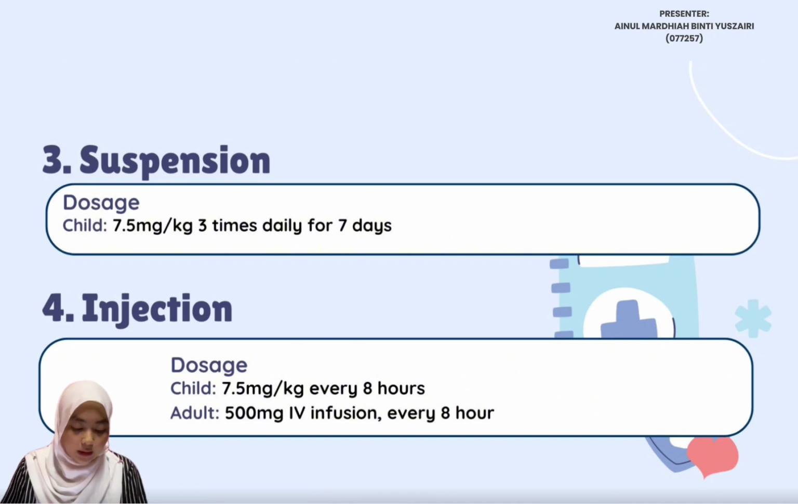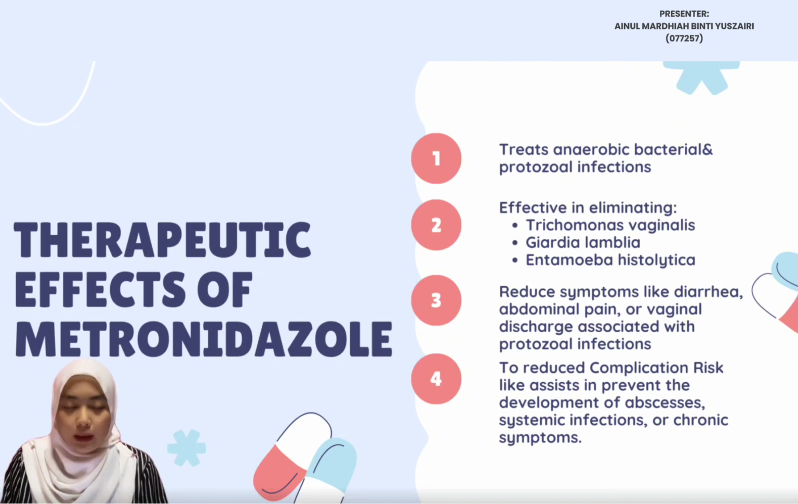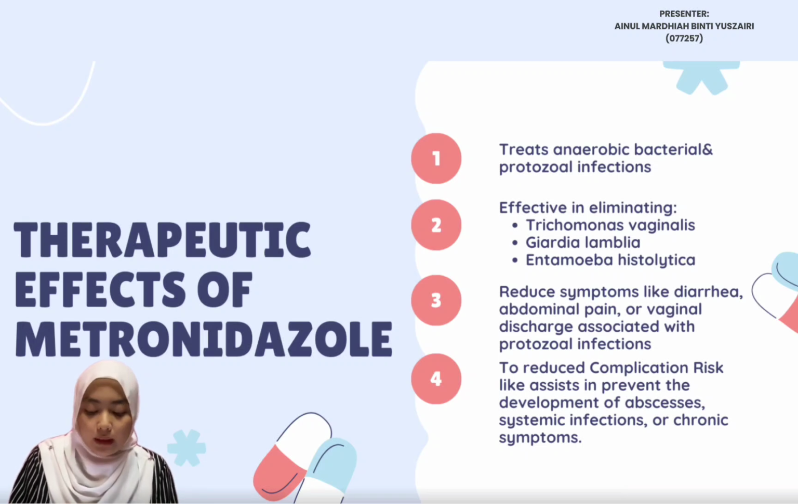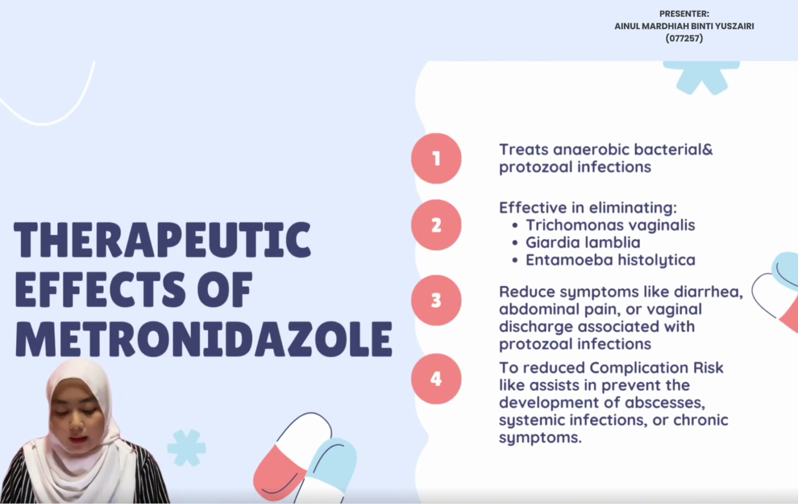And lastly, for injection, it will be given intravenously. For kids it is 7.5 milligram per kilogram, and for adults it is 500 milligram. So next is the therapeutic effect. First, it will treat anaerobic bacteria and some protozoal infections. It is also effective in eliminating Trichomonas vaginalis, Giardia lamblia, and Entamoeba histolytica.